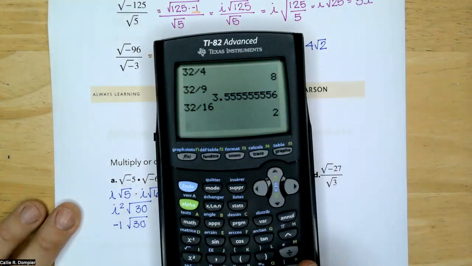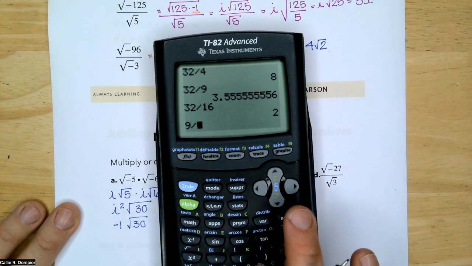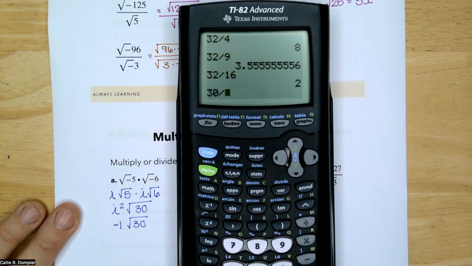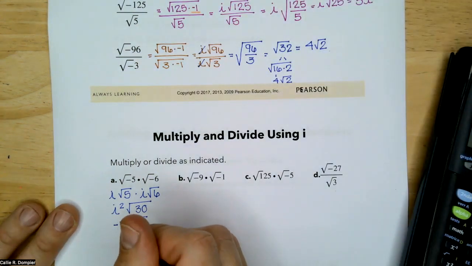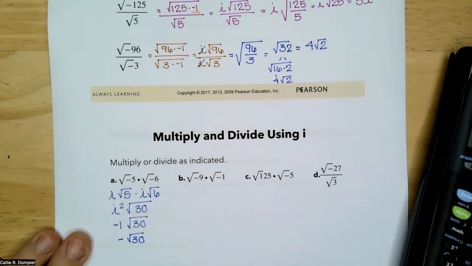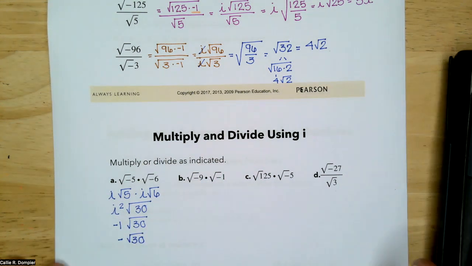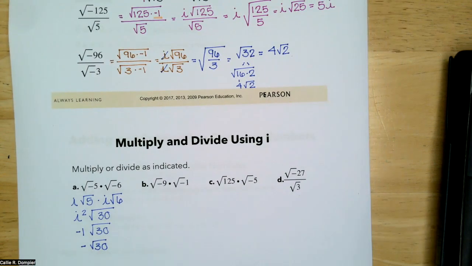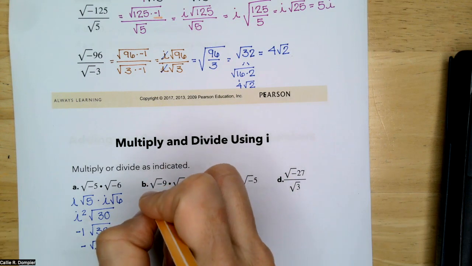30, is there any perfect square that 30 can be divided by? 30 divided by 4? No. 30 divided by 9? No. 30 divided by 16? No. So I'm just going to call that negative square root 30. Good. Okay. Again, we have negative 9 times a negative 1.